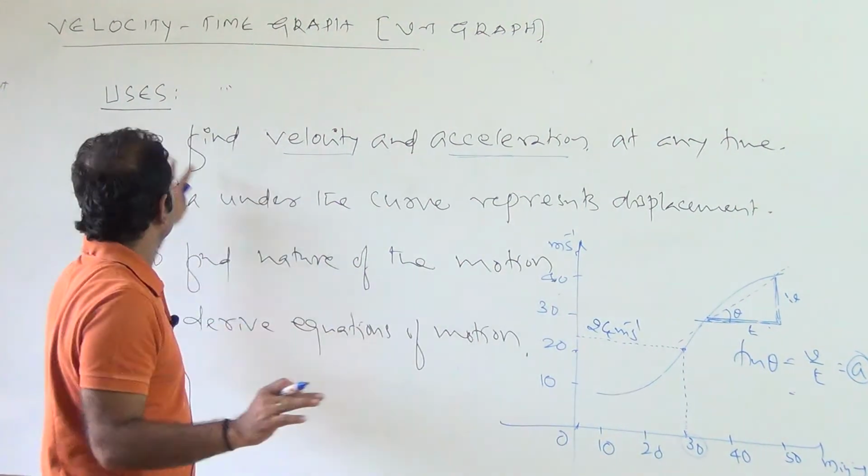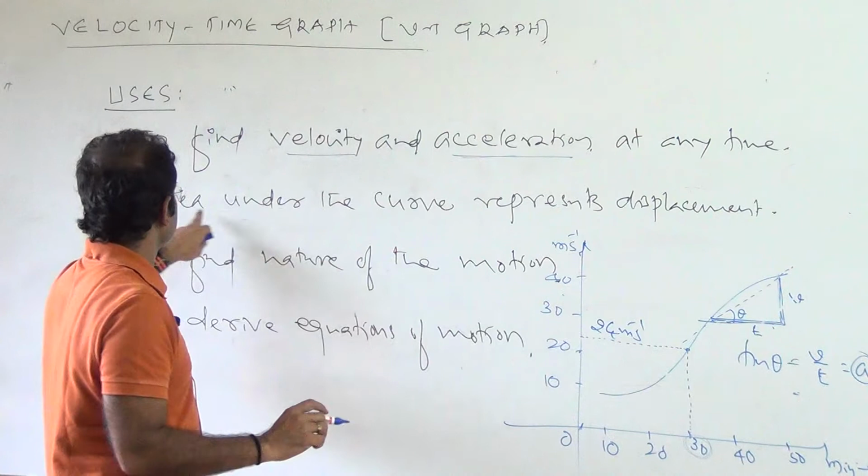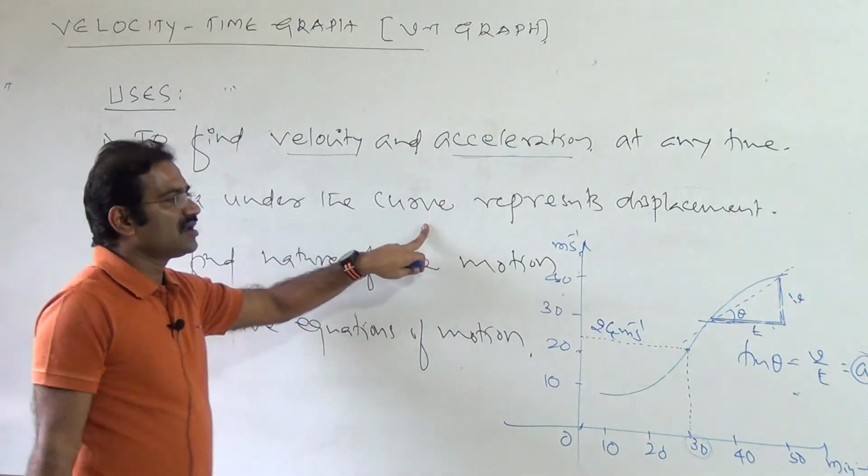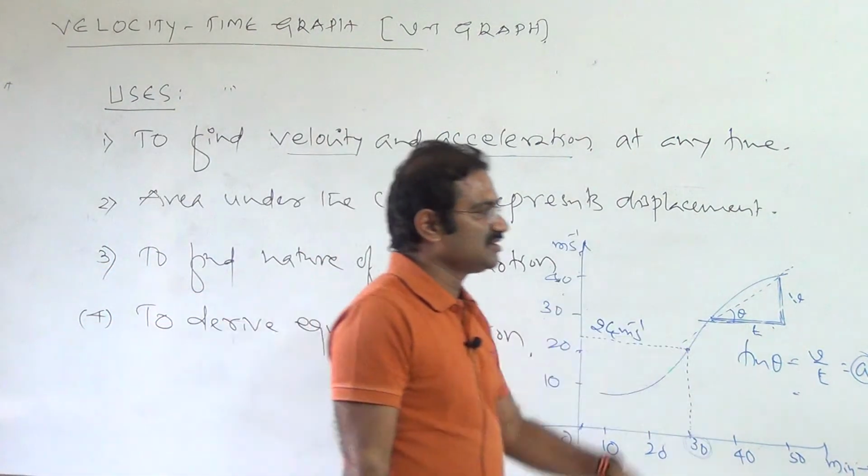So the first use is to find velocity and acceleration. The second one is that the area under the curve represents the displacement.